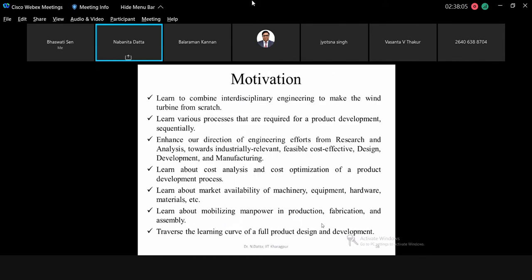So the motivation was to learn to combine interdisciplinary engineering and make the wind turbine from scratch. Learn various processes that are required, enhance our direction of engineering efforts from research into cost-effective design, development, and manufacturing. Then learn about cost analysis and cost optimization. Then learn about market availability of machinery, equipment, hardware, whatever are the things required, etc.